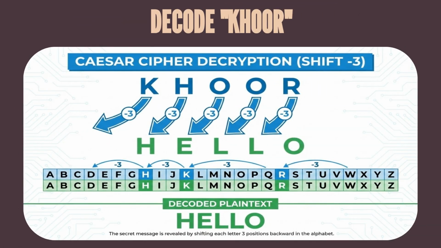If you intercept KHOOR and suspect a Caesar cipher with a shift of 3, the plaintext is decoded by shifting each letter back by 3, revealing the answer, hello.